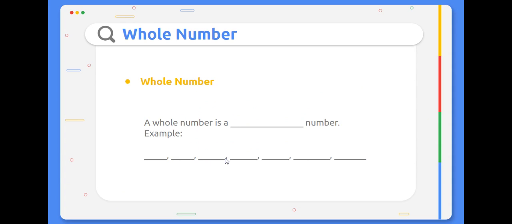Okay, what is a whole number? Well, I know you know what a whole number is. You've been learning about whole numbers your entire life. A whole number is a counting number. So remember, any number that you count: 0, 1, 2, 3, 4, 5, 6, and so on and so on and so on, right? Those are all counting numbers.